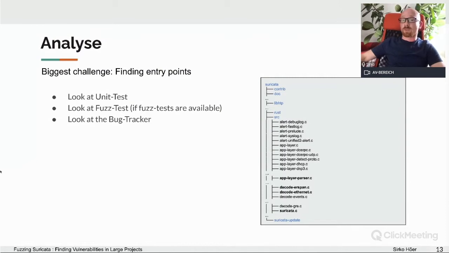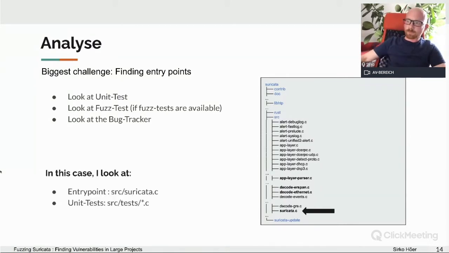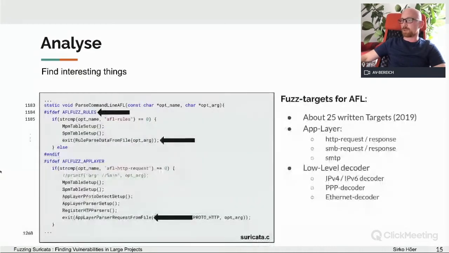It's also always a good idea to look at the bug tracker and see what kind of problems are there currently, and use this knowledge to create other fuzz targets. For Suricata, I use the entry point suricata.c, and in the folder src/tests there are a couple of tests, not all. Sometimes the tests are located in the functionality source code. It's bad practice, but they rearrange this kind of structure every day. So at this time, I use these entry points to look at this project.